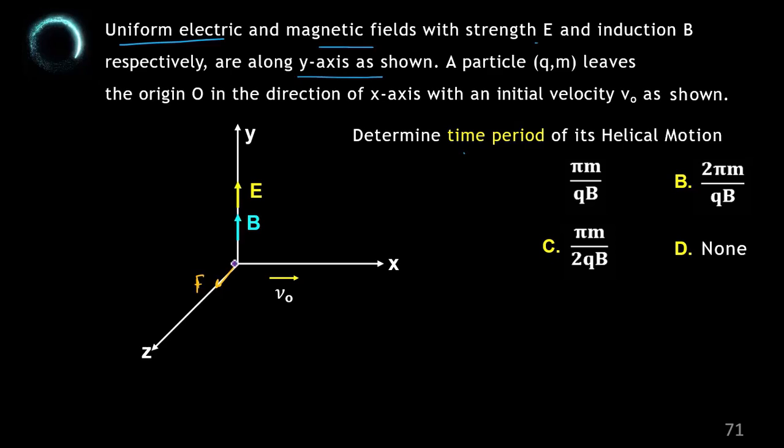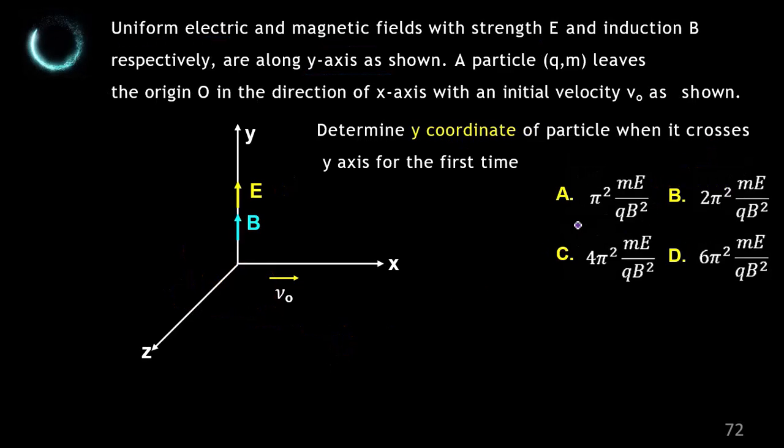So the particle will perform a circular motion like this. So this is the circle, and the circle will move upward with the help of the electric field. So the helical movement time period is the same, 2 pi m by qB. So there is no change in the time period. Okay. Now what about the pitch?